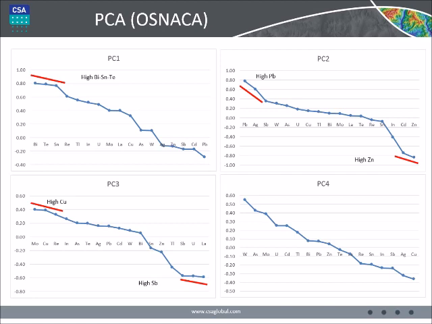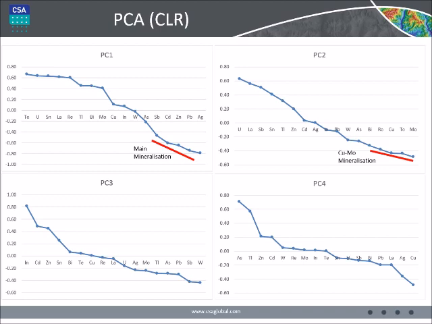I've done a principal component analysis and it breaks out, again, interesting relationships, a high lead and a high zinc population on principal component two, a high copper. If we use the CLR transform, we get what we would expect if we looked at this system from the outside. We see that, yes, Prairie Downs does have a silver, lead, zinc, cadmium, antimony signature, and there is a subsidiary moly, tellurium, copper signature, but it's not breaking out different signatures within that overall system the way that the OSNACA transform has.